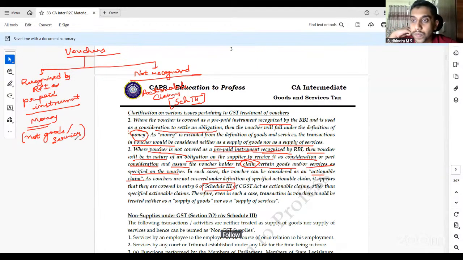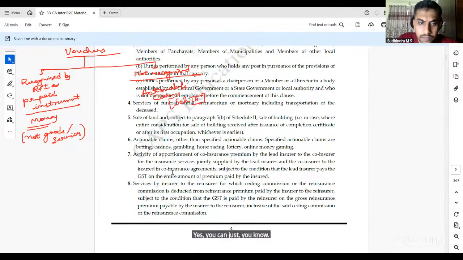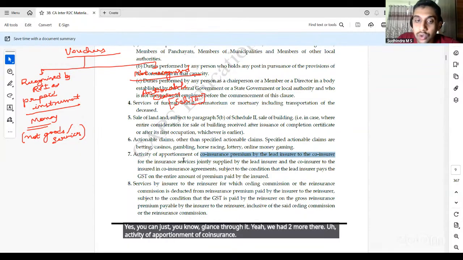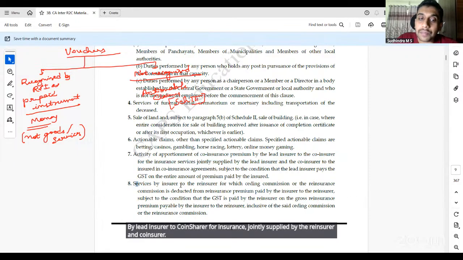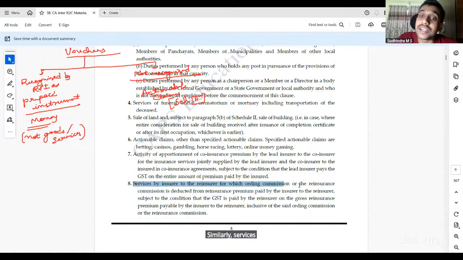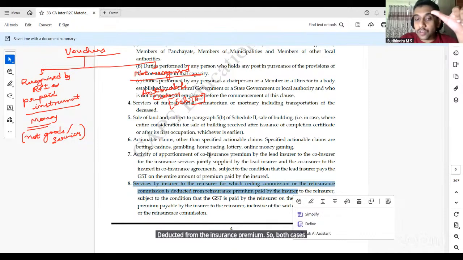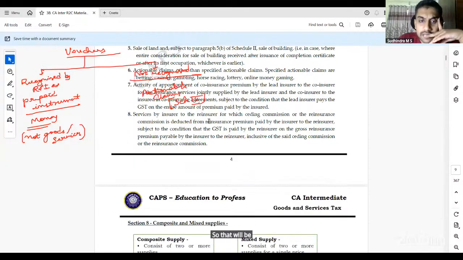Following? Similarly, we have non-supplies under GST Schedule 3, all those points which we have already discussed. You can just glance through it. We had two more there. Activity of apportionment of co-insurance by lead insurer to co-insurer for insurance jointly supplied by the reinsurer and co-insurer. Similarly, services by insurer to reinsurer for which ceding commission or reinsurance commission is deducted from the reinsurance premium. So both cases are covered, one is co-insurance, one is reinsurance. So that will not be considered as supply.